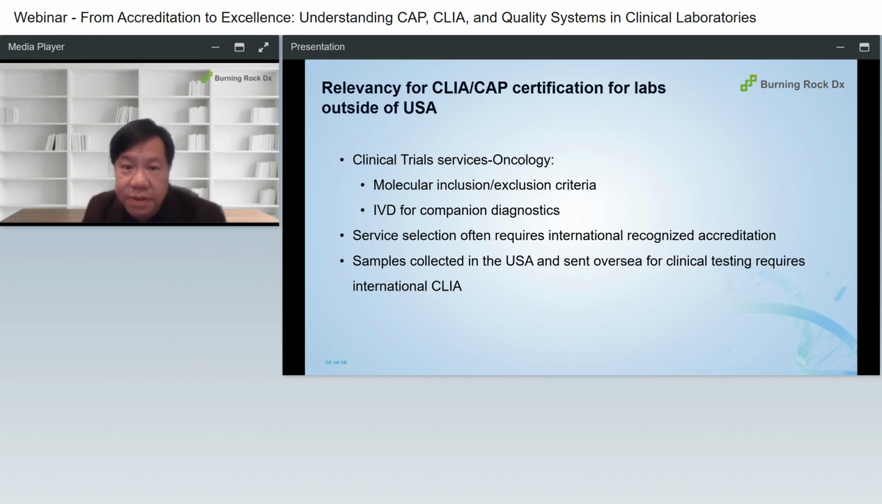A little bit of further explanation: for clinical trial services in oncology for pharma trials, oftentimes this includes molecular inclusion and exclusion criteria. So those are certain clinical trial services that are of increasing market need right now. Oftentimes, from the pharmaceutical company's perspective, the service selection requires internationally recognized accreditation, such as CAP.